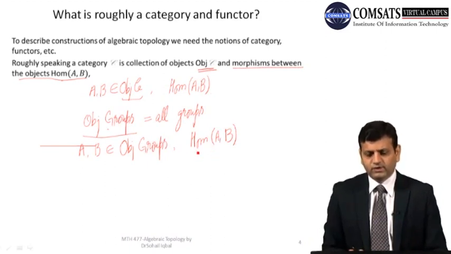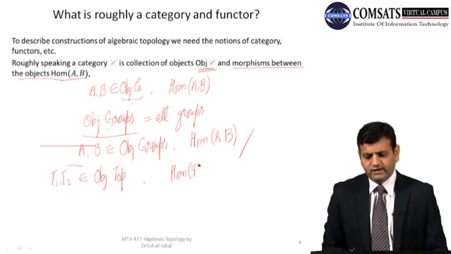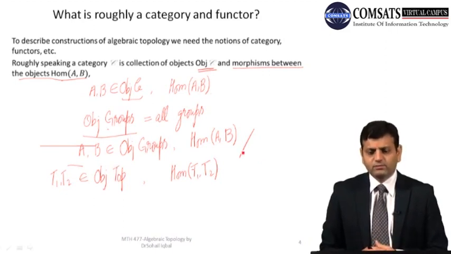We have also seen in lecture number 1 that the collection of all homomorphisms from set A to B, or in particular group A to B, is denoted by hom(A,B). But this notation is not restricted to groups only. For example, if we are considering the category of all topological spaces denoted by Top, the objects are topological spaces. Let's say T1 and T2 are two topological spaces, then the set of all morphisms between T1 and T2 is denoted by hom(T1,T2). When we are considering topological spaces, the morphisms are basically continuous maps. So hom(T1,T2) is basically the set of all continuous functions from T1 to T2.